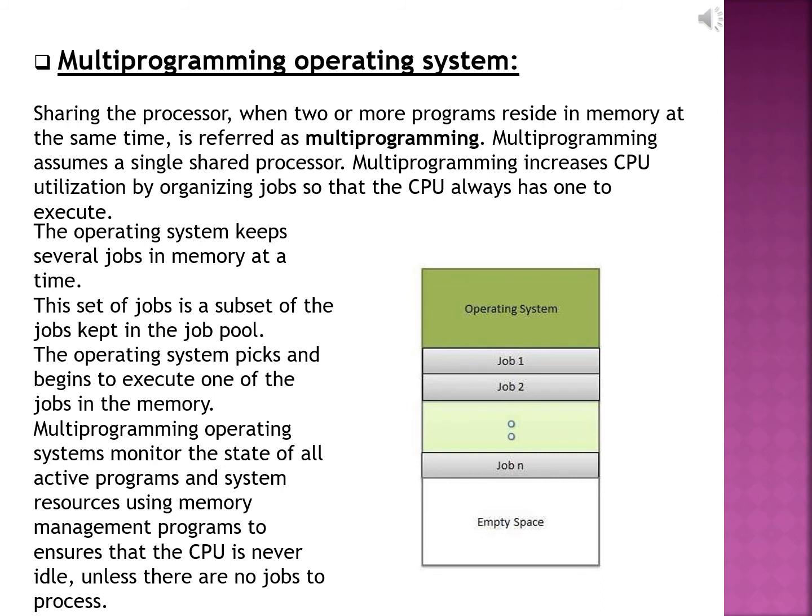The following figure shows the memory layout for a multiprogramming system. The operating system keeps several jobs in memory at a time. This set of jobs is a subset of the jobs kept in the jobs pool, like job 1, job 2 to job n, as you can see in this picture. The operating system picks and begins to execute one of the jobs in the memory. Multiprogramming operating systems monitor the state of all active programs and system resources using memory management programs to ensure that the CPU is never idle unless there are no jobs to process.